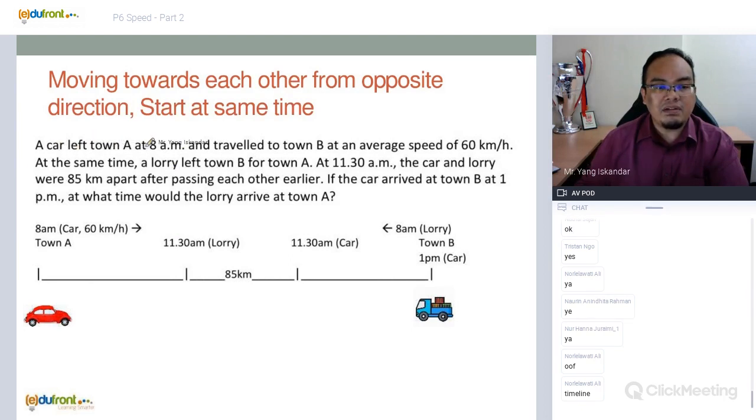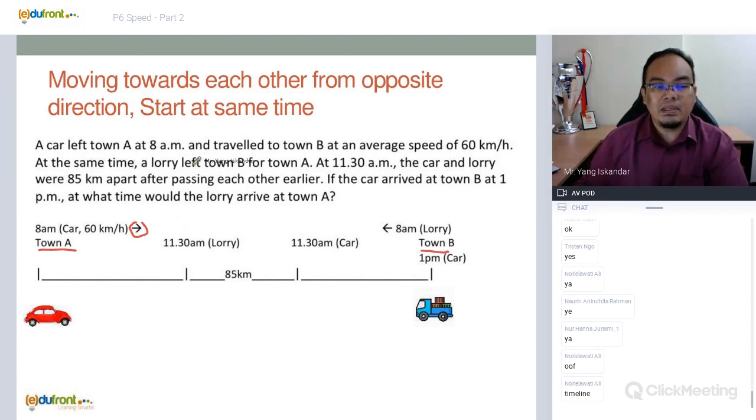A car left town A at 8 a.m. So I draw the car for you. In the exam, you don't have to draw a car. Maybe you just put C here, for car, no problem. At 8 a.m. towards town B. This is town A, this is town B. You can see the direction. You need to put the arrow also, so the arrow tells you in which direction the car is moving.